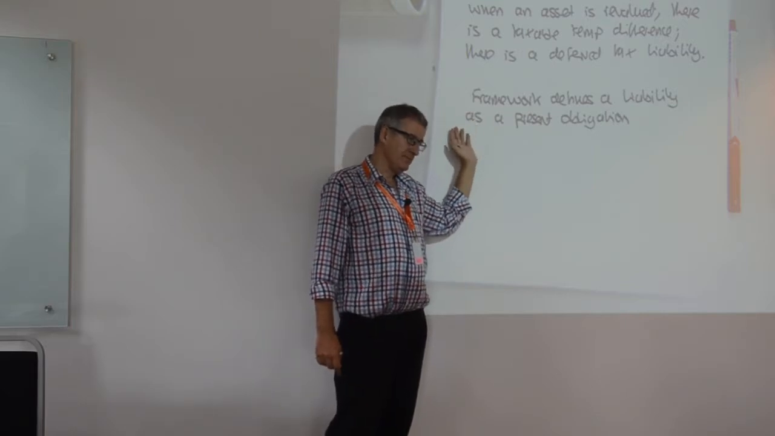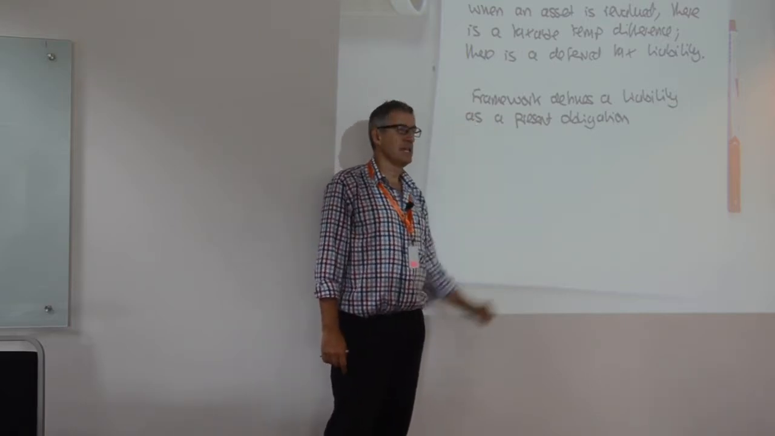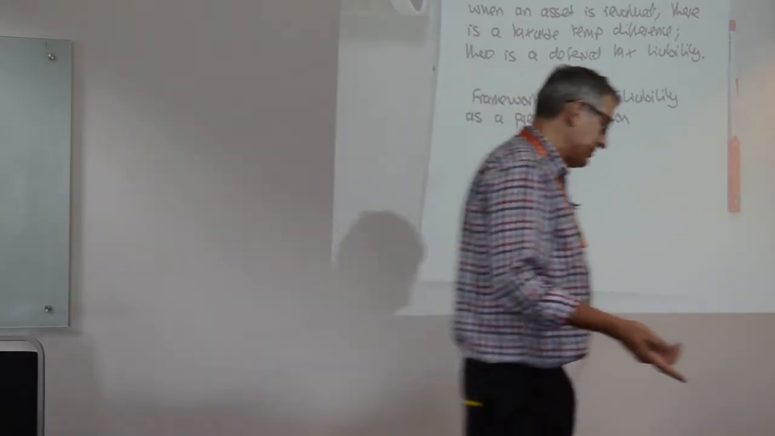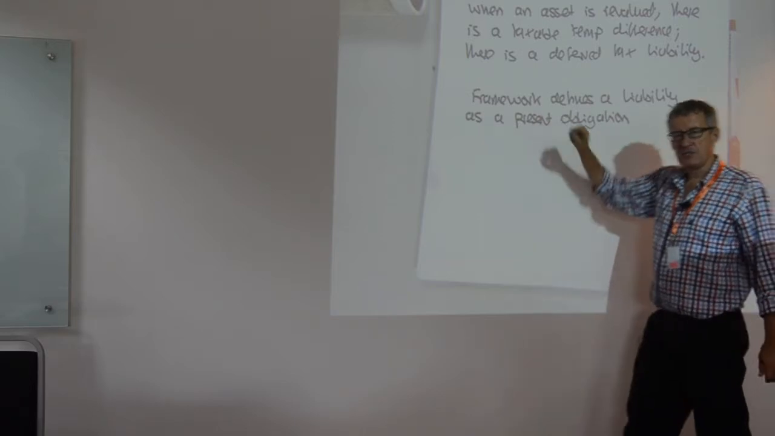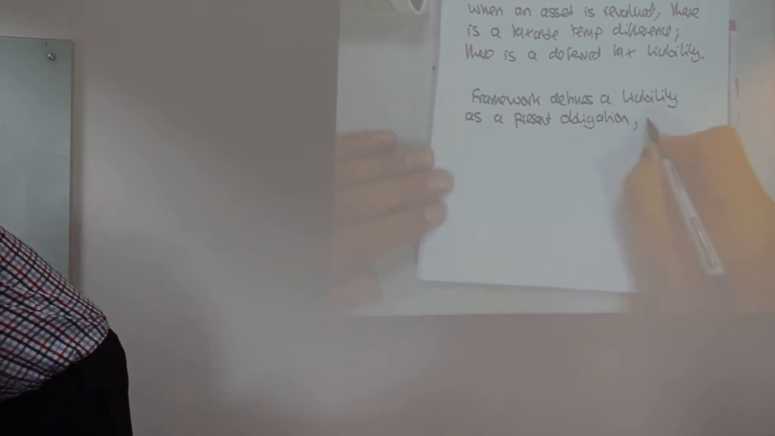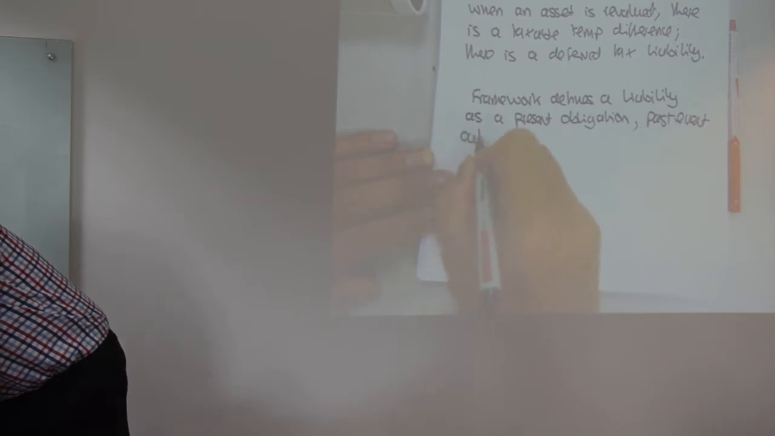Now the framework defines a liability as a present obligation arising as a result of a past event, the settlement of which will result in an outflow of economic benefits. So the definition of a liability, according to the framework, is that you have a present obligation as a result of a past event, which is going to result in an outflow of economic benefits.